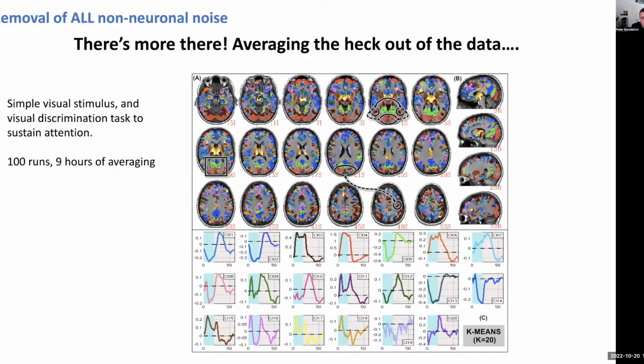And also, importantly, not using a single model regressor. This was a very simple task that Javier Gonzalez Castillo in my group did. Subjects stared at a fixation point. They had a visual checkerboard with either a letter or a number embedded in it that was hard to see, and they had to press a button to say whether it was a number or letter. Very simple task. They came back for 9 hours of scanning, and so we averaged over 100 runs over 9 hours with a single subject. So it was perfectly registered in space.